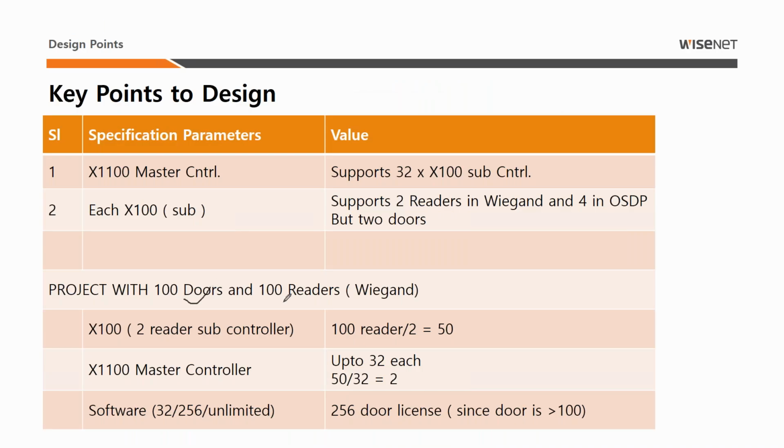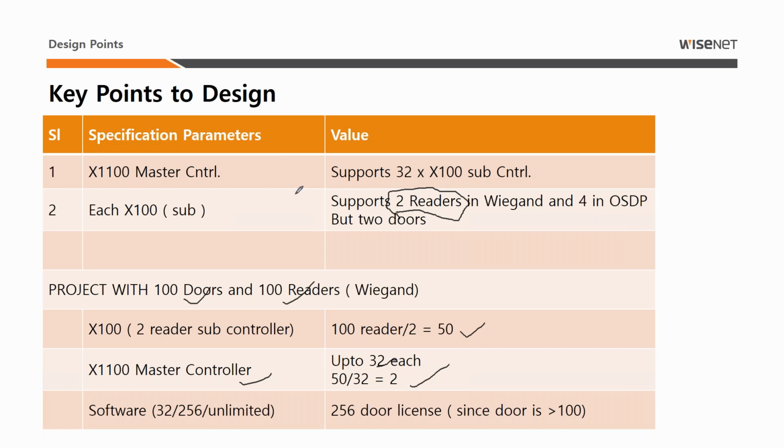If you have 100 doors, 100 readers, 100 divided by 2, because each subcontroller can handle 2 readers. So how many subcontrollers do you need? 50. Okay, and master controller, how many subcontrollers can each handle? 32. So how many master controllers are required? 2. Okay, then in this project, depending on the number of doors, you have to buy the license.